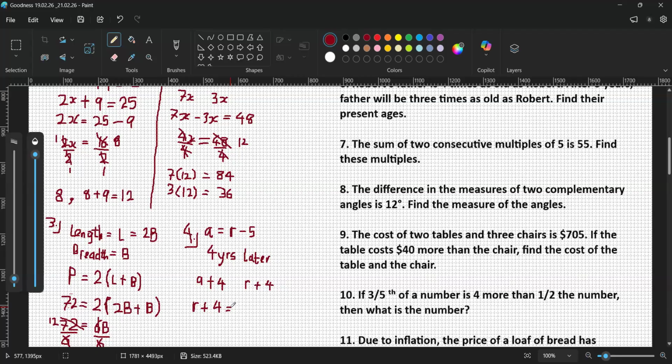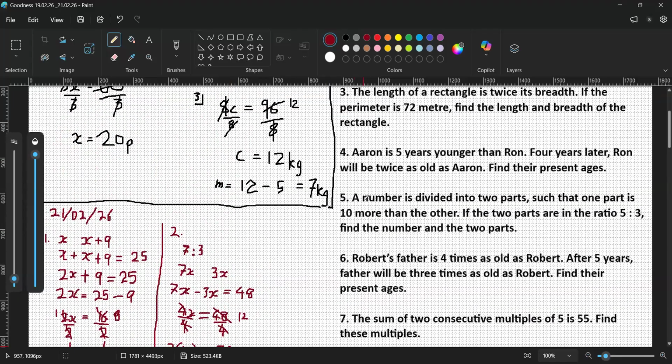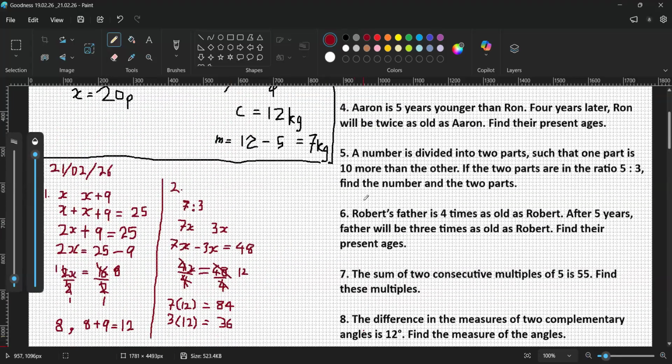So, was, is, will be, all of them are in the same class. They are all referring to time in one way or the other. Is is present, was is past, and will be is future. Do you agree with that? Yes, sir. So I'm representing will be as equals: R plus 4 will be twice as old as Aaron.